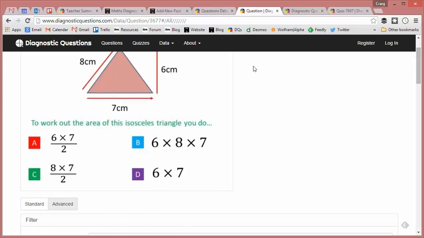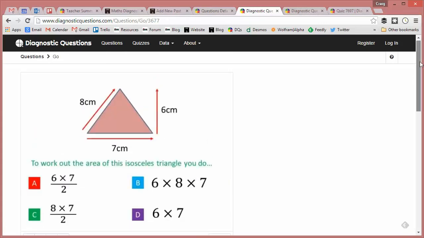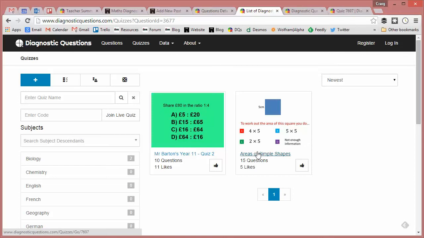If you like that question, you can find a quiz that I've put together on it. If you just go to the Question Go page, which you can get to just by clicking on the question again, and you scroll down, you get this related quizzes. If you just give that a click, there I've put together areas of simple shapes. That's a selection of 15 questions with a load of different 2D shapes that students have to work out the area of. So you've got your rhombuses, your parallelograms, trapeziums, all the big names in there.